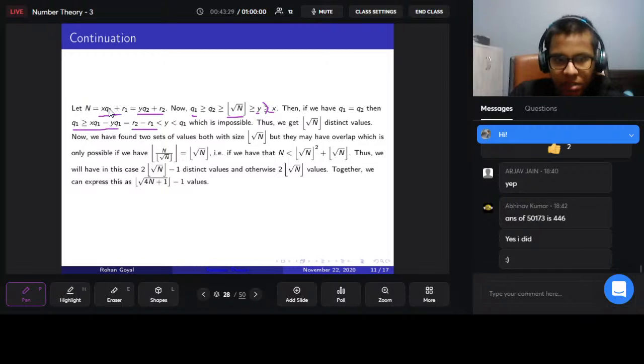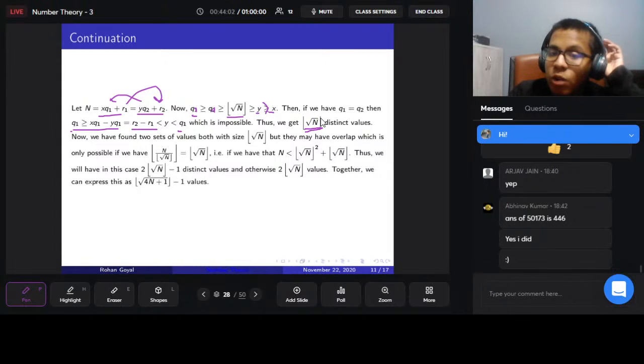Because you can just take both from different sets. This one comes here and this goes here. We'll have x q1 minus y q1 equal r2 minus r1, which is less than y, and this is again less than q1. But because x is greater than y, this is true. Sorry, q2. Anyway, thus we get floor of root n distinct values.